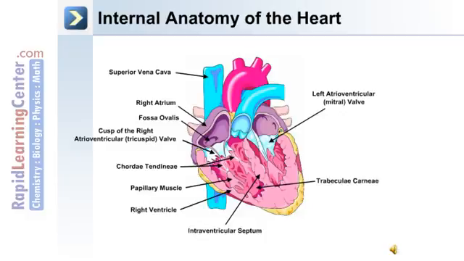On the left side of the heart, the left atrium and left ventricle are separated by the atrioventricular valve known as the mitral valve.